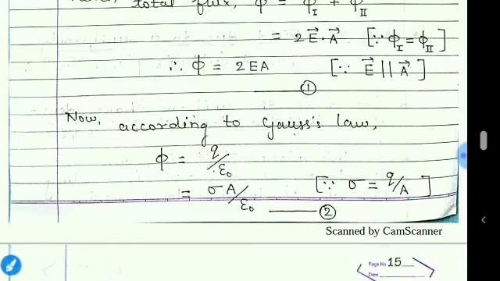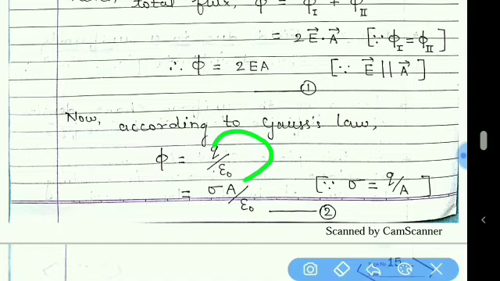Now we know that for the surface charge density sigma, according to definition, it is q by A. So here if we make Q the subject, we get Q is equal to sigma into A. So here we have placed the value of Q, which is sigma A. Let us give this equation number 2.